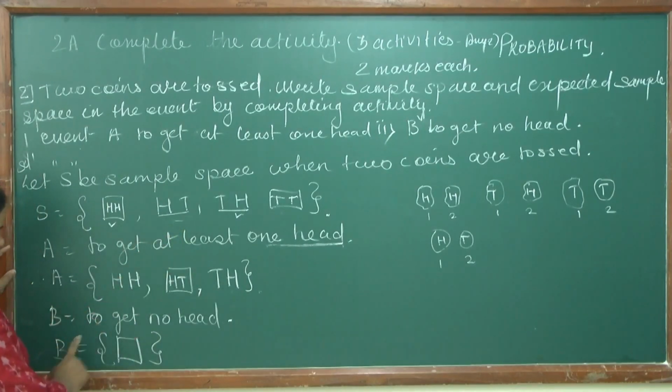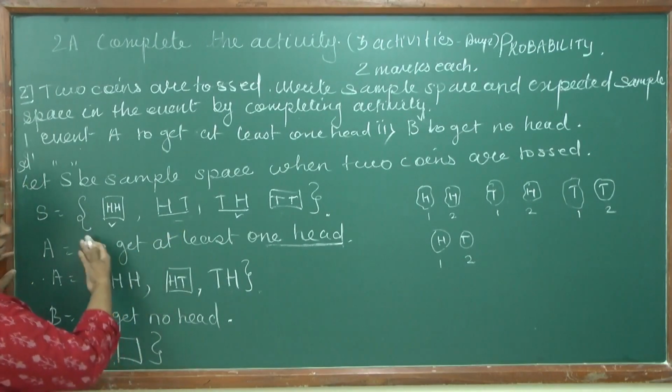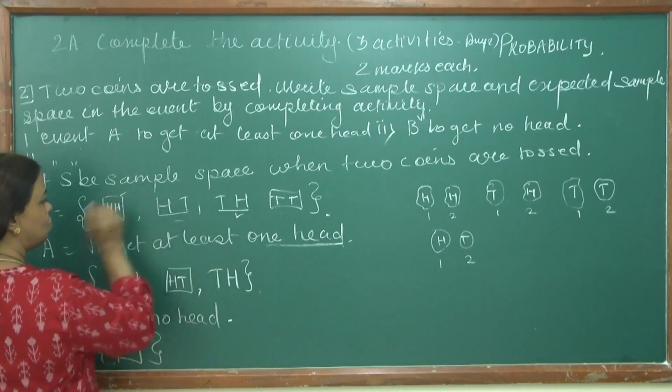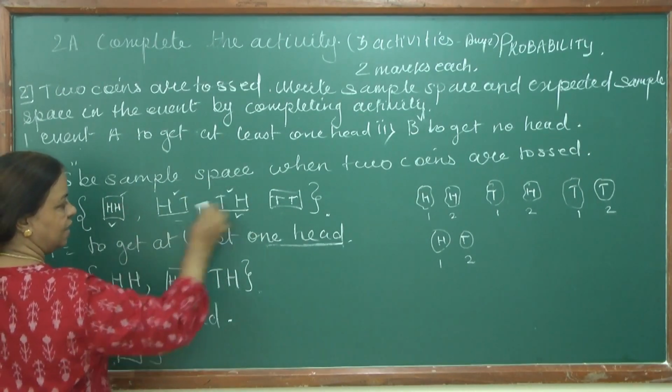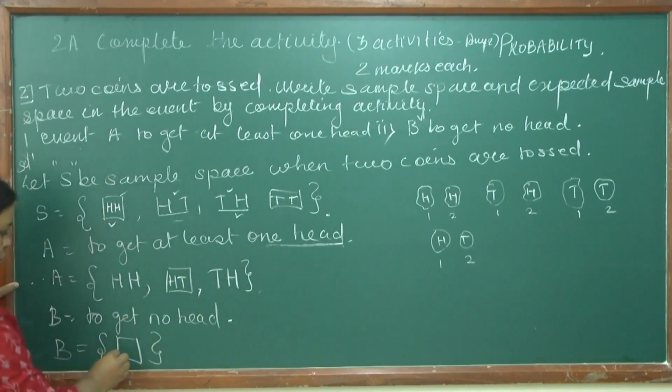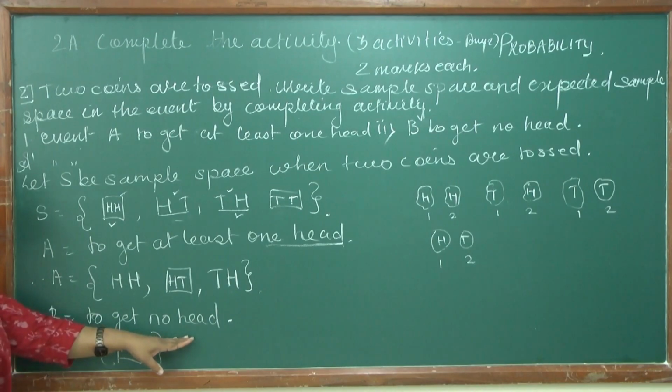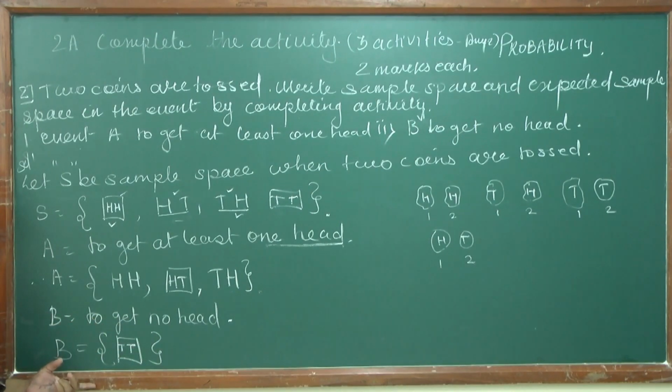Next event is which one? To get no head. Now where is no head? Here there are two heads. There is one head. There is one head, but there is no head. So tail, tail can be the event of getting no head. Children, I hope you must have understood it. You can pause and you can solve the sum.